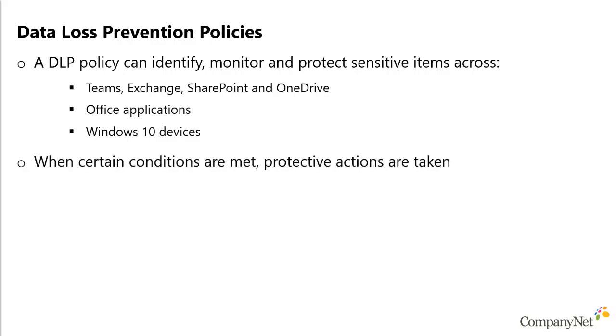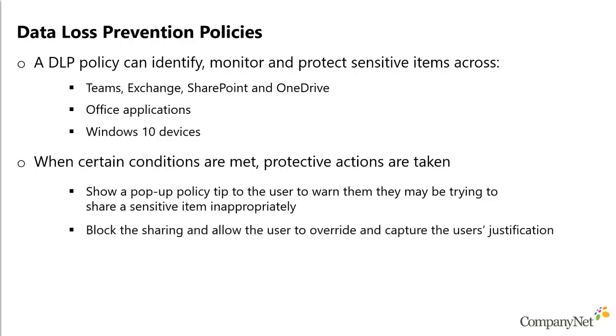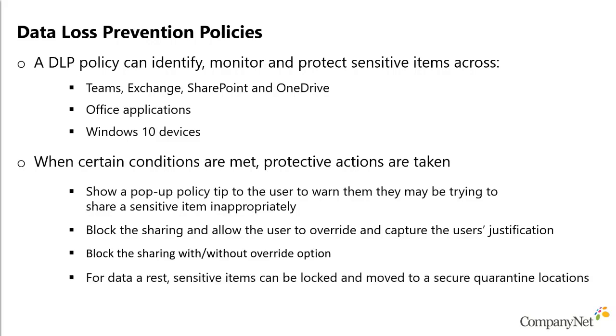It's quite good. When certain conditions are met, so if we've got a policy that defines that we are sending information to an external organization, and it's picked up maybe a debit card number, maybe 10 debit card numbers, it can show a pop-up policy tip to the user to warn them they may be trying to share a sensitive item inappropriately. Or we could block the sharing and allow the user to override and capture the user's justification. Or we could block the sharing with or without an override option. For data at rest, sensitive items can be locked and moved to secure quarantine locations as well.